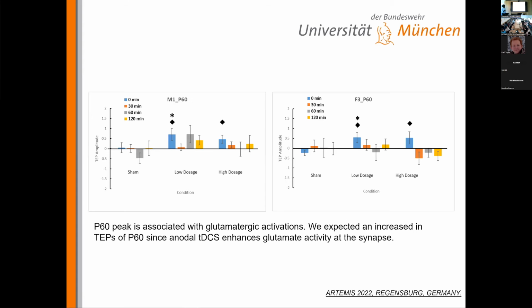Similarly, we see enhancement in the P60 for both the motor cortex and the prefrontal cortical area. Slightly, we don't know what is going on over here. Some diminution of the TEP peaks, but in the motor cortex, as expected, we see some enhancements.